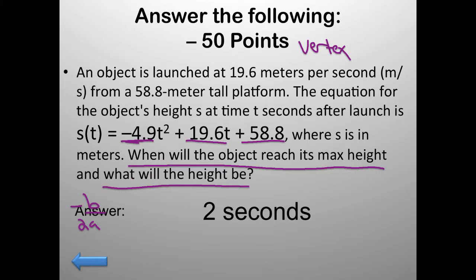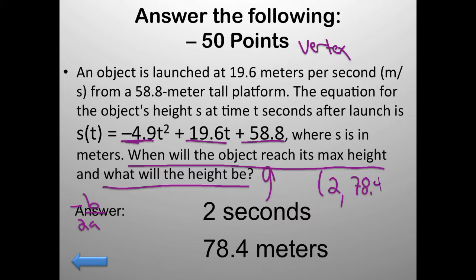That is how long it will take to reach its maximum height, is 2 seconds. I then take that 2 seconds and I plug it in, and I get 78.4 meters. That is the max height. So the vertex is actually 2, 78.4. The 2 represents the seconds that it takes. The 78.4 represents the max height.